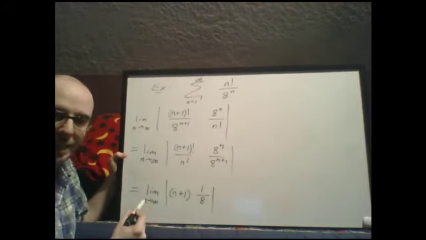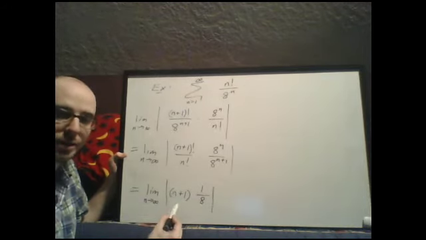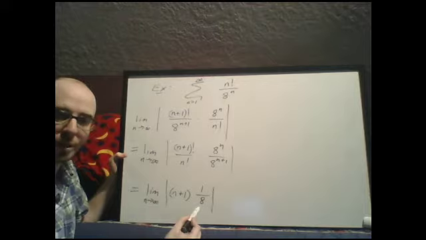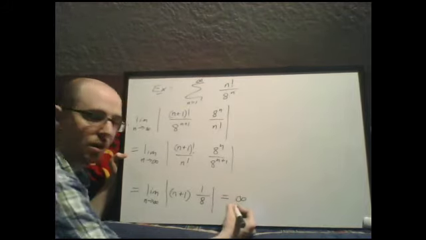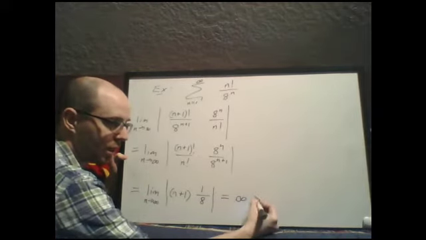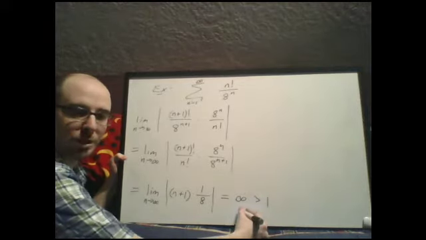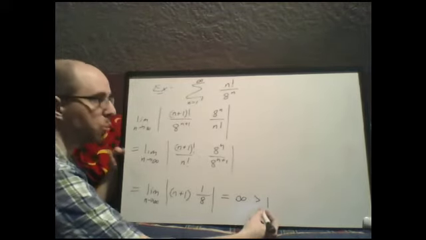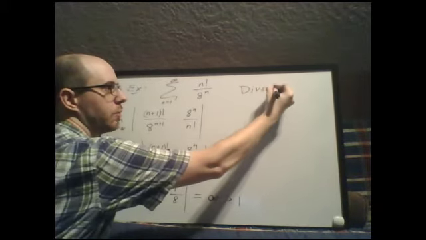So now as n approaches infinity, we have n plus 1 approaching infinity, divided by 8. That's still infinity. So my answer is infinity. And for the purposes of the ratio test, we know infinity is bigger than 1. So that's a limit which is bigger than 1. That tells us divergent for our answer.